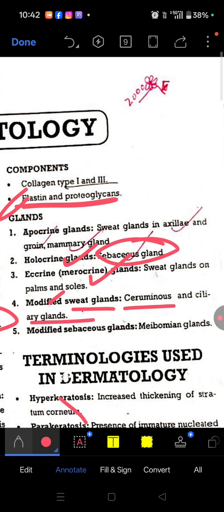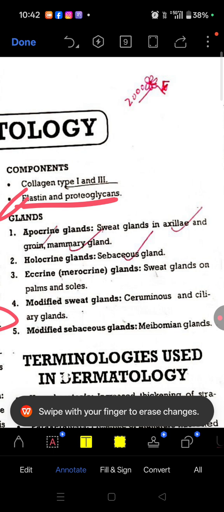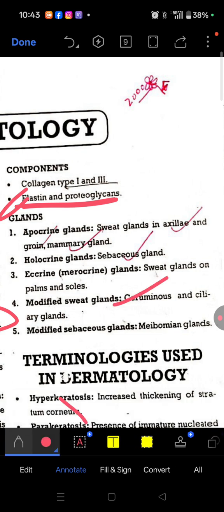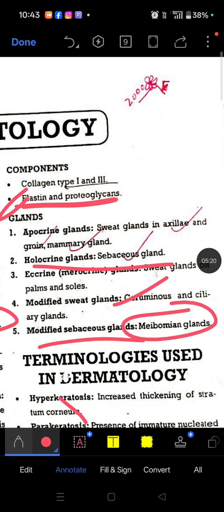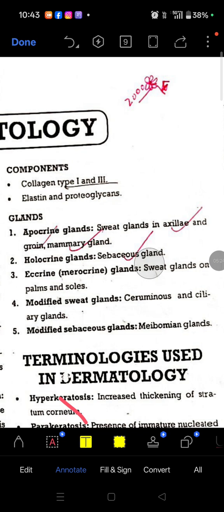Modified sweat gland is what? Ceruminous and ciliary glands. Modified sweat glands include ceruminous and ciliary gland, and modified sebaceous gland includes meibomian glands. Okay, so this was all about important glands in the skin of the body.